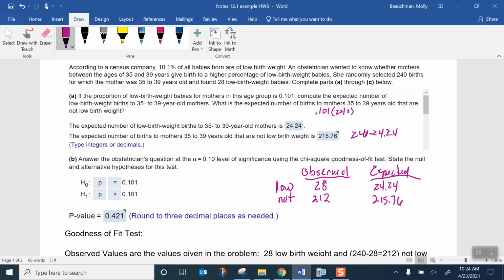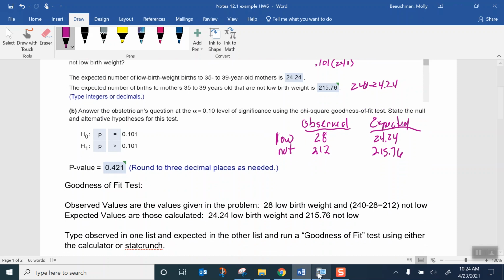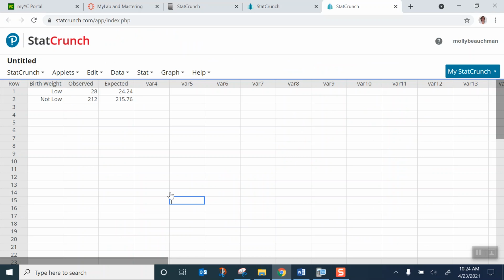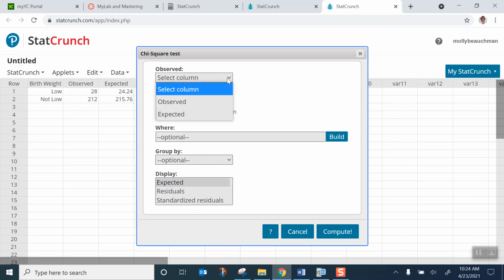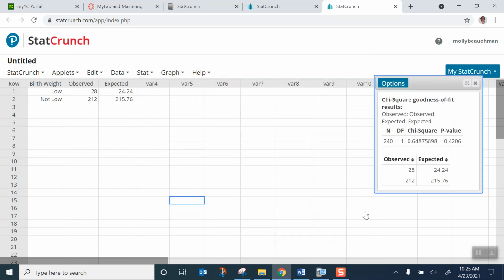So for the p-value in this case, we run a goodness of fit test. Use whatever technology you want to. If we use StatCrunch, I've got typed in the observed and the expected counts. Use Stat, Goodness of fit, Chi-squared. For the observed column, select observed. For expected, select expected, and click on compute. And what you'll get is a chi-squared statistic and a p-value of 0.4206.